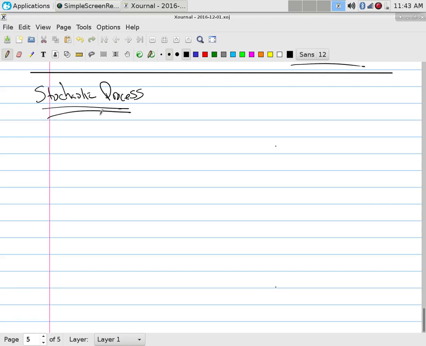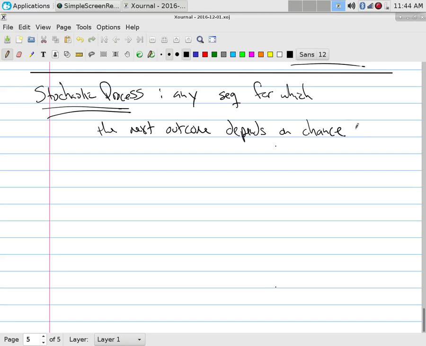All right. A stochastic process is any sequence for which the next outcome depends on chance. It's like, well, what happens next? Some random event determines what happens next.